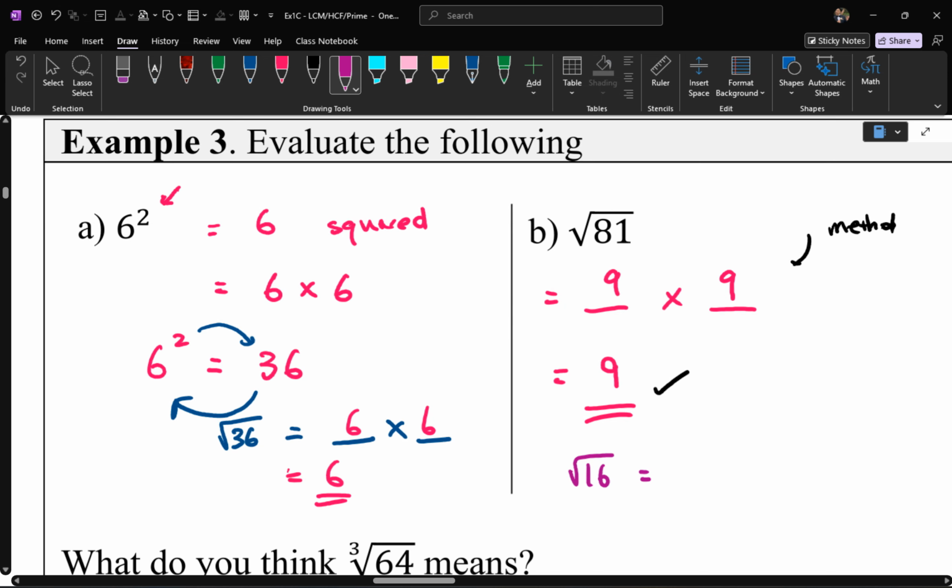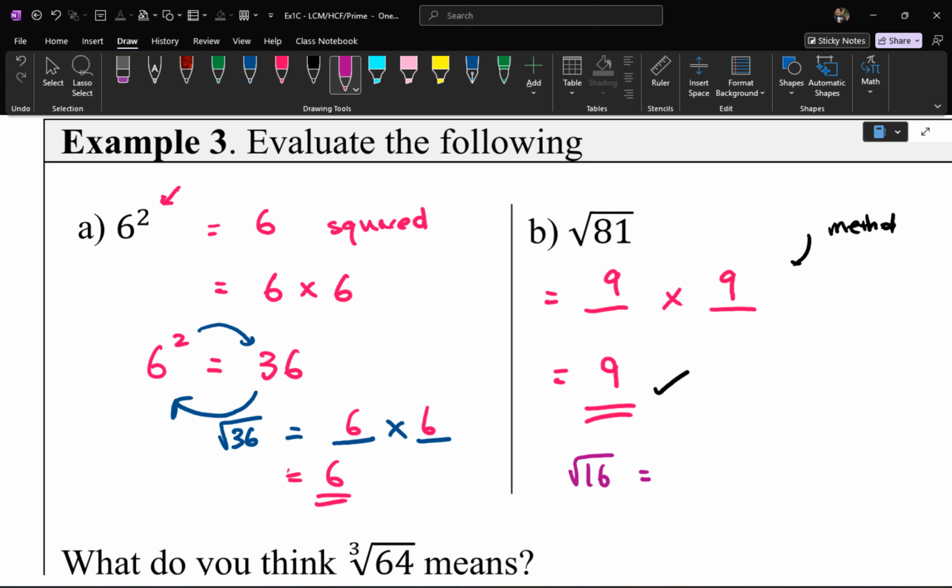4, because 4 times 4 gives you 16. So the root of 16 is 4. Let's try another one. What's root of 9? 3, because 3 times 3 gives you 9.